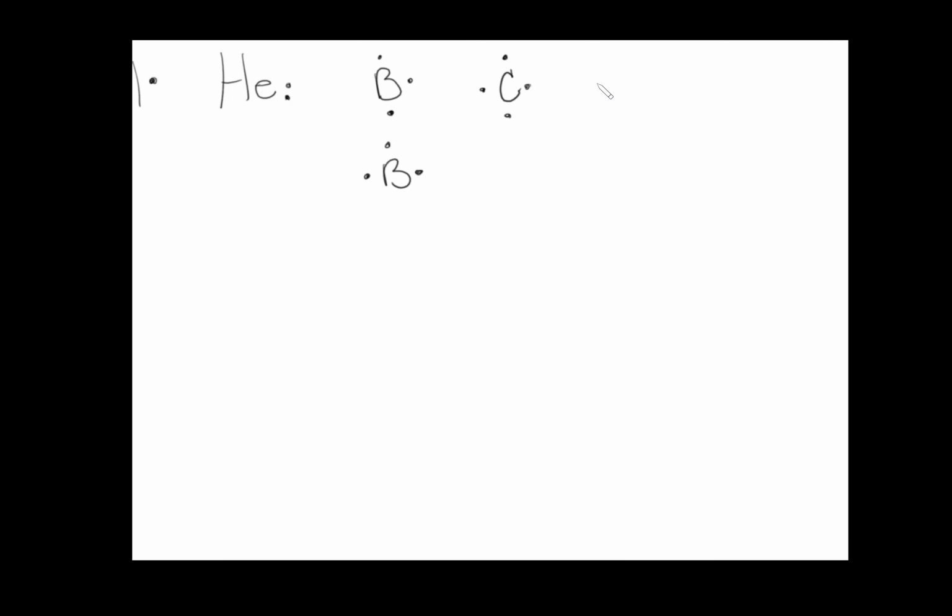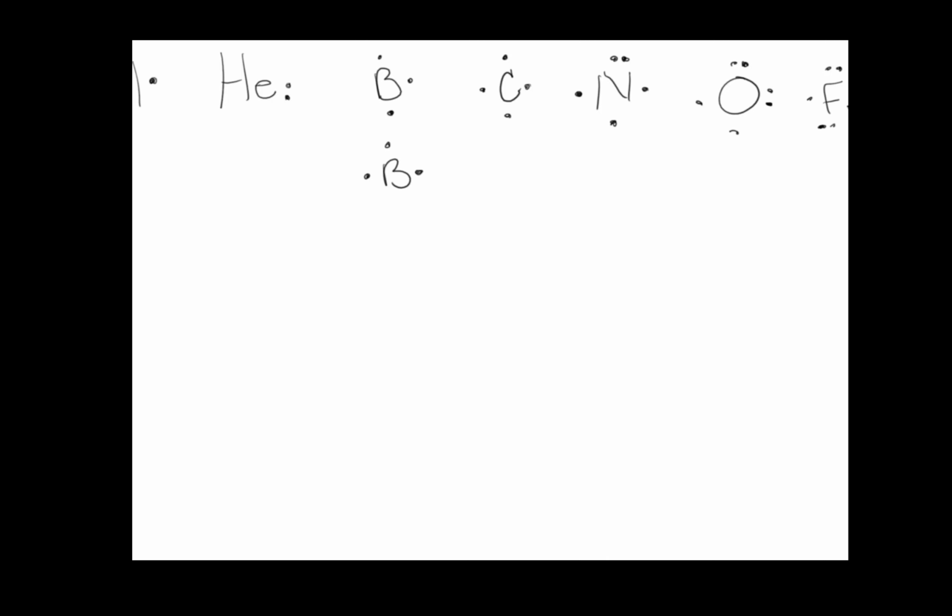So after carbon comes nitrogen. 1, 2, 3, 4. There isn't a location left, so I need to start pairing up. Oxygen, 1, 2, 3, 4. Gonna have to pair up 2 of them. And fluorine, 1, 2, 3, 4, 5, 6, and 7. And that's how you put the electrons around the nonmetals to figure out where we're going to bond to. So that is called the valence electrons, and that is how you would draw them.